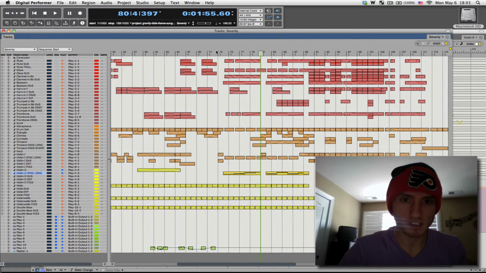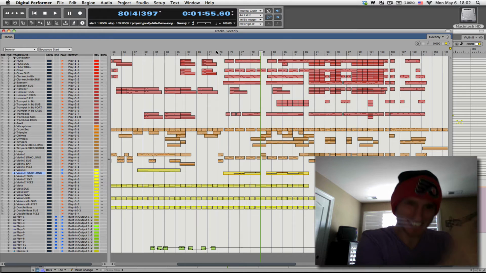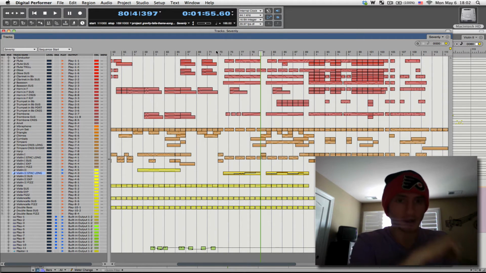So what round robins do is that rather than take one sample and repeat it six times, they'll record it six times, six different samples, same note, same pitch, everything. They'll record it six times and they'll play each of those samples once.